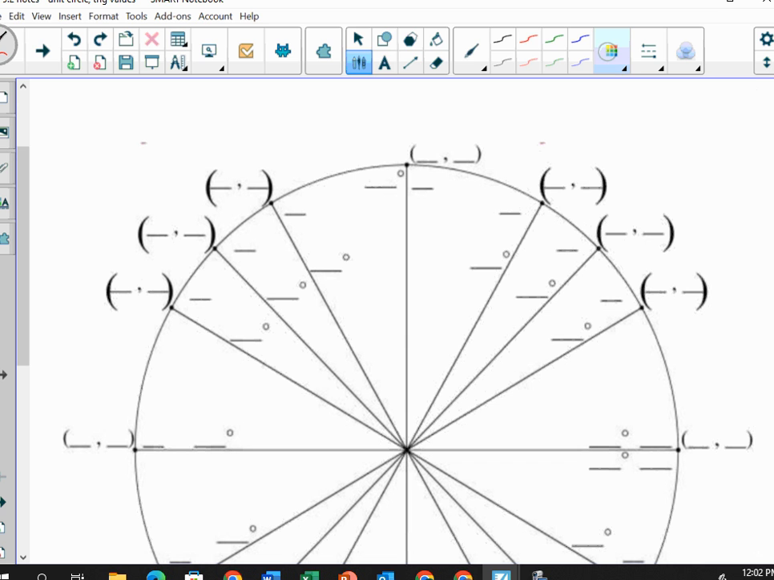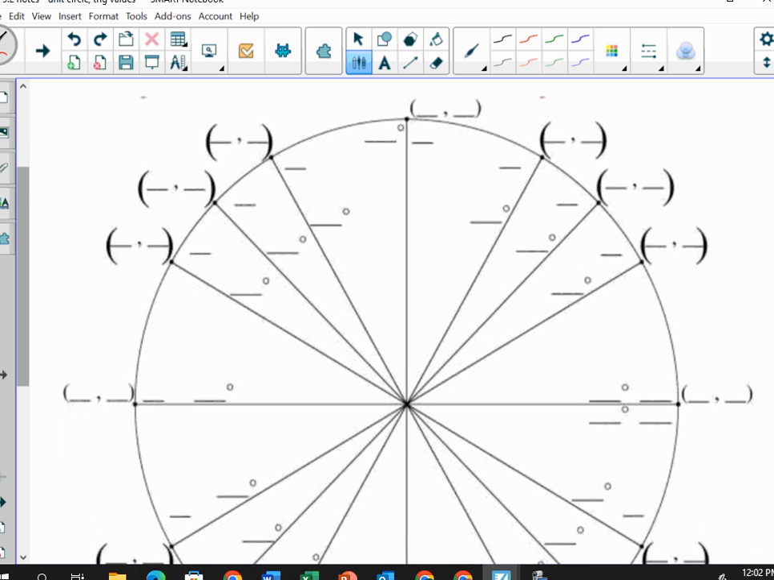All right, guys, I'm going to start with red. Okay, we're going to do the degrees first, then we'll do the radians, then we'll do the ordered pairs, okay? So, degrees, over here on the right side, this dot, that is 0 degrees, right? That's where we start, 0 degrees. Okay, if I go up at the top there, how many degrees is that? 90.